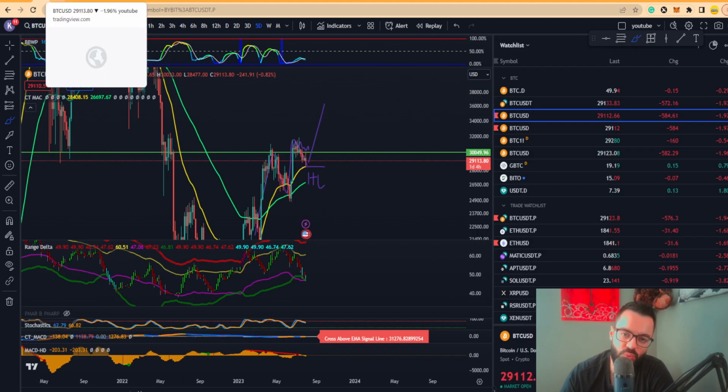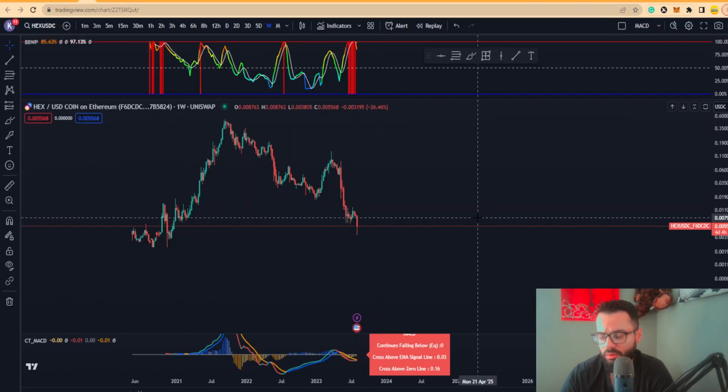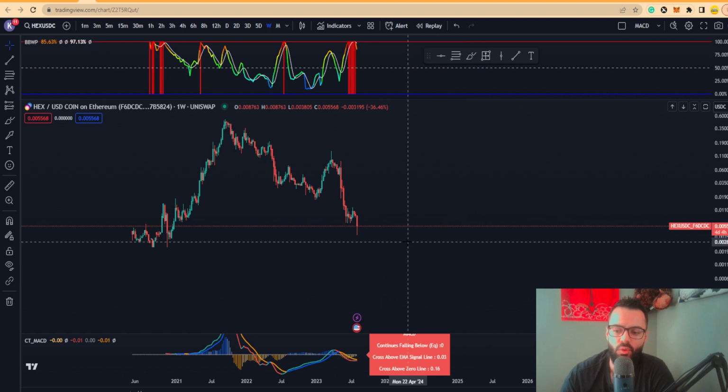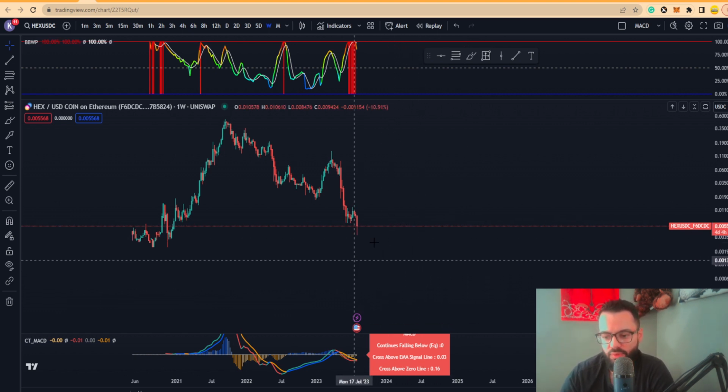Let's go ahead and quickly jump into the HEX price chart. We can see again what's been happening with the SEC, guys, in terms of this.